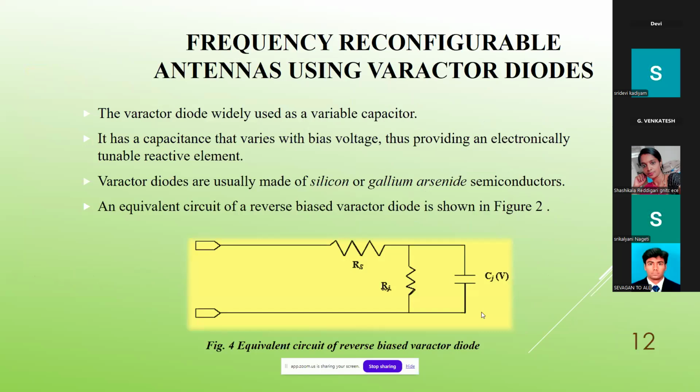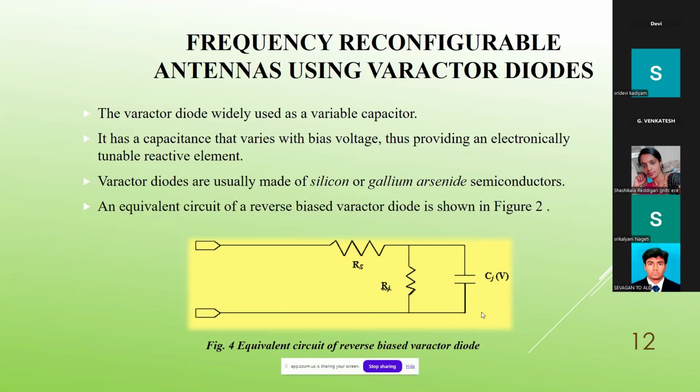Frequency reconfigurable antennas using varactor diode. So here we have mentioned the equivalent circuit of a varactor diode. This is a variable capacitor based diode. It has capacitance that varies with bias voltage, thus providing an electronically tunable reactive element. And varactor diodes are usually made of silicon or gallium arsenide semiconductor.